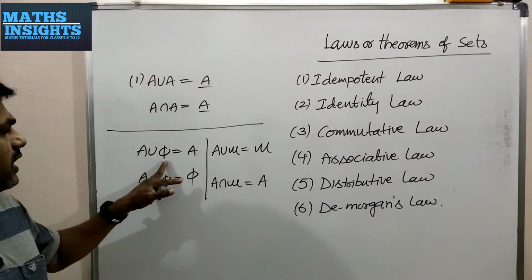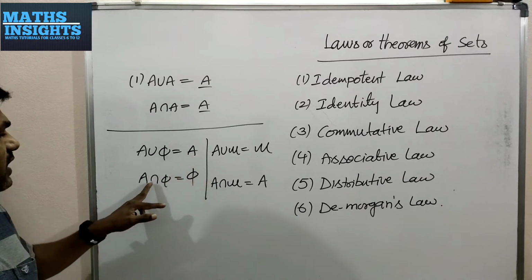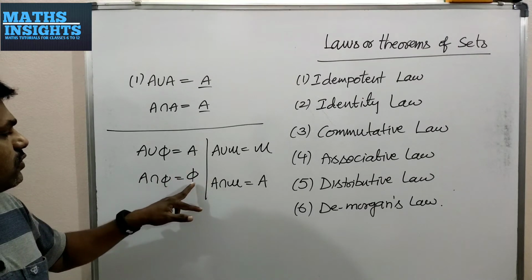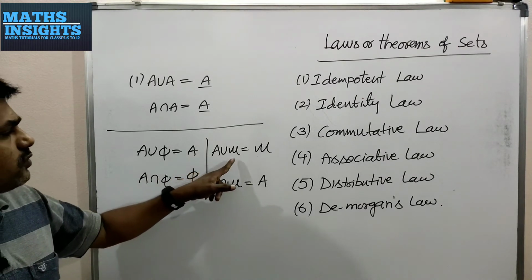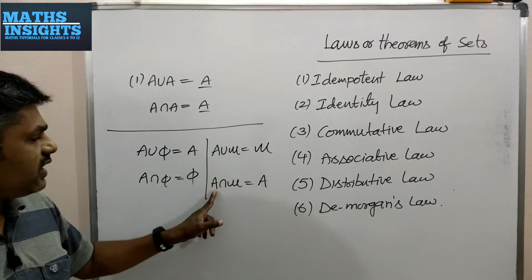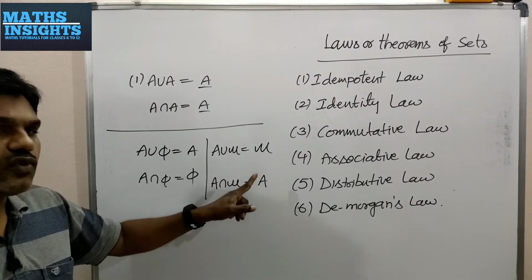A union phi is equal to A, A intersection phi is equal to phi. A union mu is equal to mu. A intersection mu is equal to A.